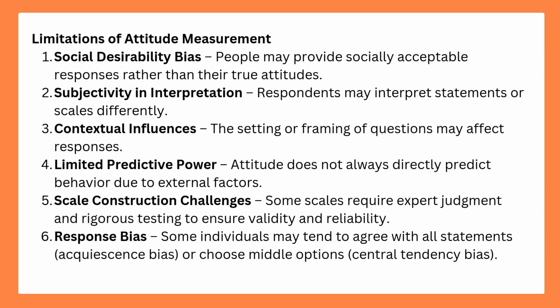Limitations of attitude measurement. Social desirability bias: people may provide socially acceptable responses rather than their true attitudes. Subjectivity in interpretation: respondents may interpret statements or scales differently. Contextual influences: the setting or framing of questions may affect responses. Limited predictive power: attitude does not always directly predict behavior due to external factors. Scale construction challenges: some scales require expert judgment and rigorous testing to ensure validity and reliability. Response bias: some individuals may tend to agree with all statements, acquiescence bias, or choose middle options, central tendency bias.